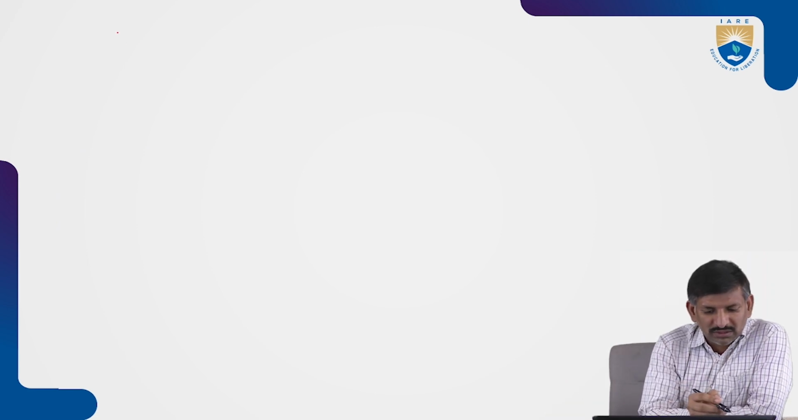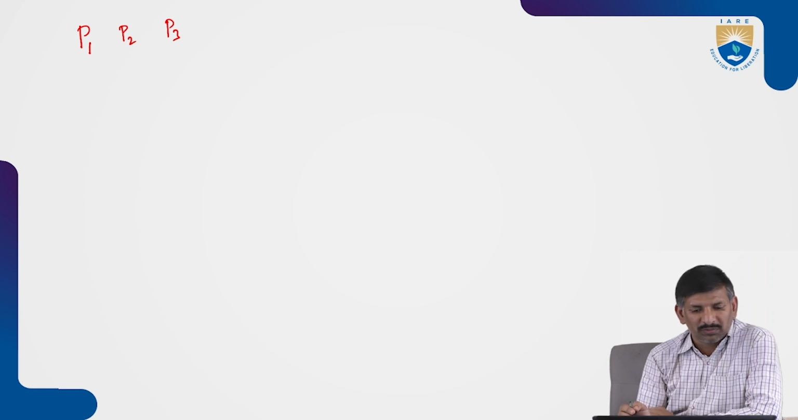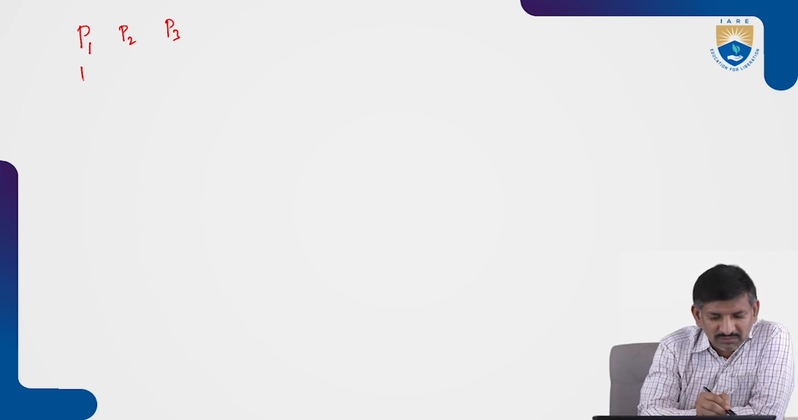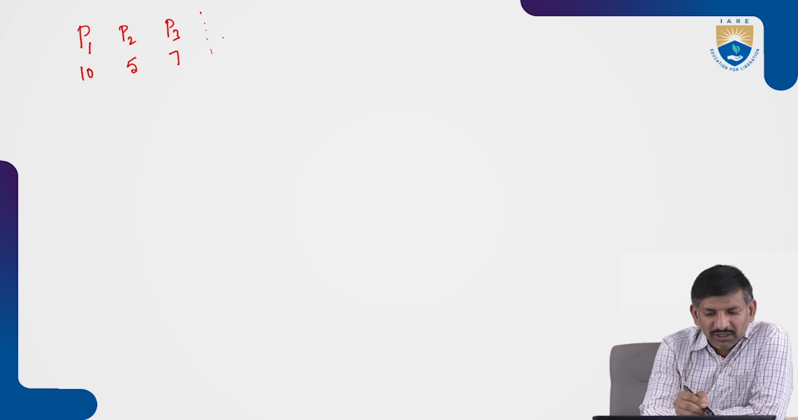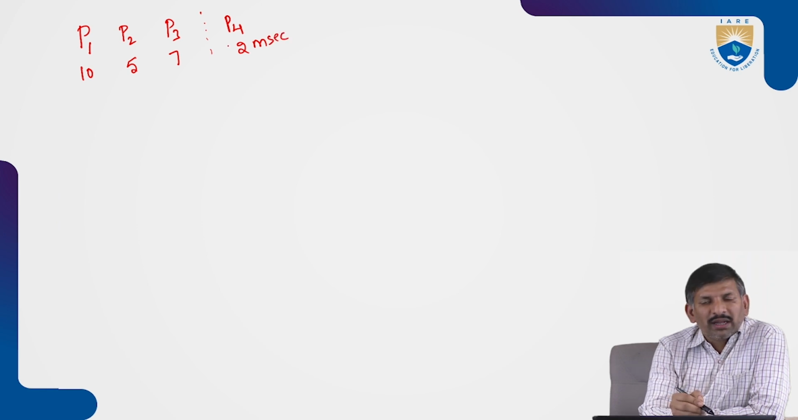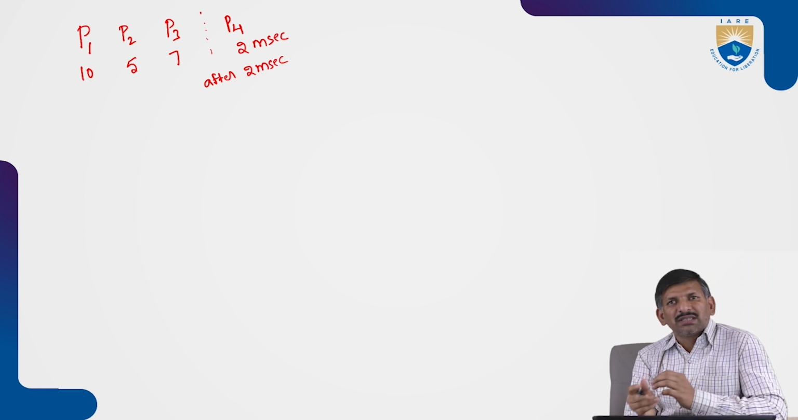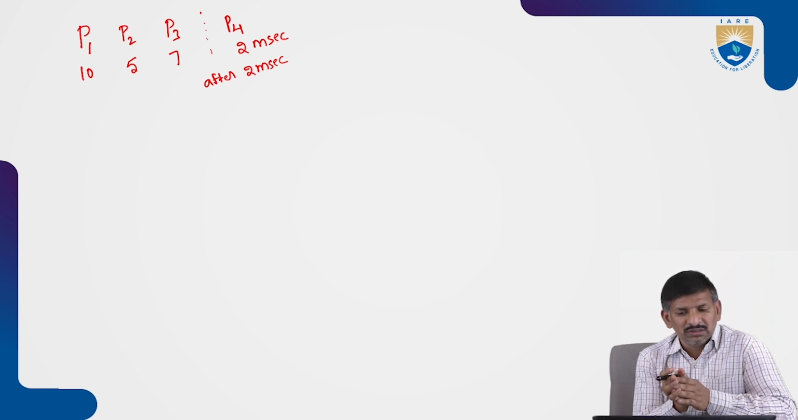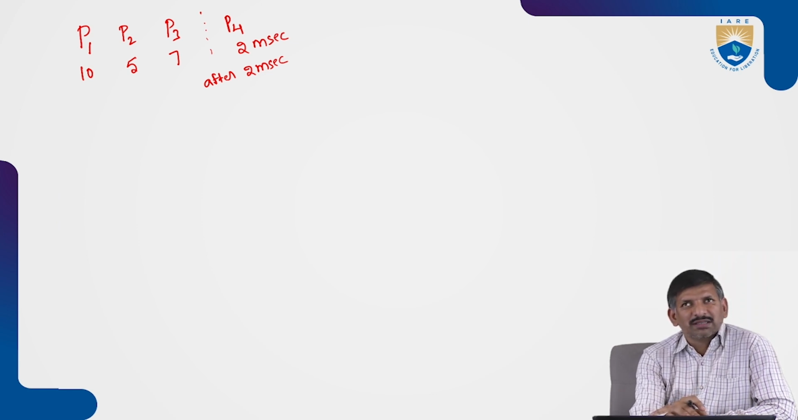Let us consider 3 processes P1, P2, P3 enter into the ready state at the same time, in the order P1, P2, P3 with execution times 10, 5, 7 milliseconds. Let us consider a new process P4 with execution time 2 milliseconds, which enters into the ready state after 2 milliseconds. That means after starting the execution of processes, P4 enters into the ready state with execution time 2 milliseconds.